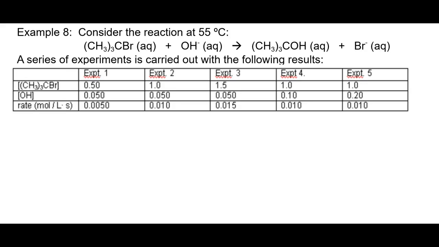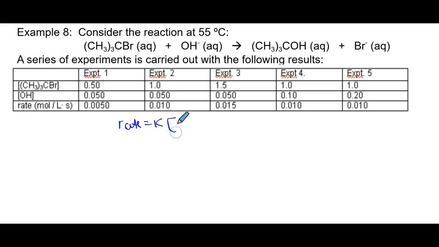Okay, so now example 8 is a little more difficult than example 7, and that is because we don't have one reactant, we have two. So there are some things that we have to consider when dealing with a two reactant problem, or two or more reactants. So we're going to start by writing the expression rate equals K.